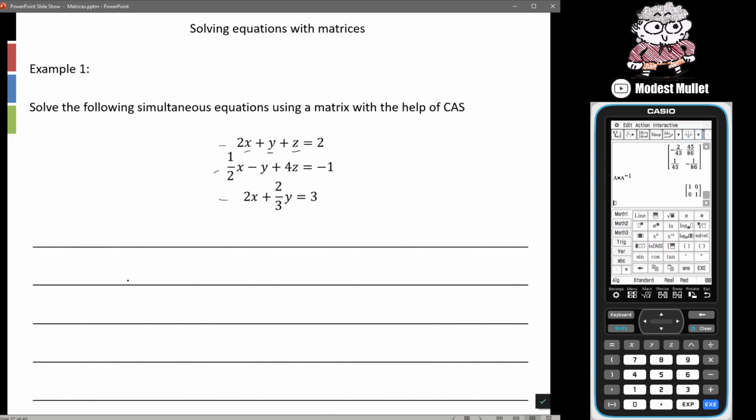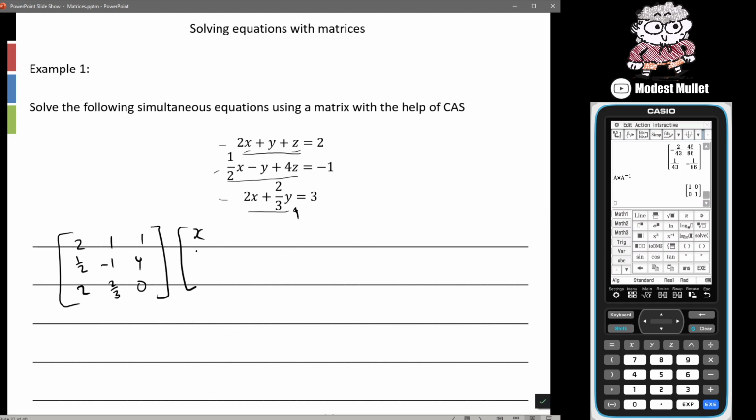Let's look at this one quickly on our CAS. We need to solve the following simultaneous equations using a matrix with the help of a CAS. First off, I'm just going to make sure these are all in the same order. This one's missing a Z, so technically we would write this out as 2. And I'm just writing the coefficients, so I'm making up the coefficient matrix: -1, 4, 2, 2/3, and since there's no Z, it's 0.